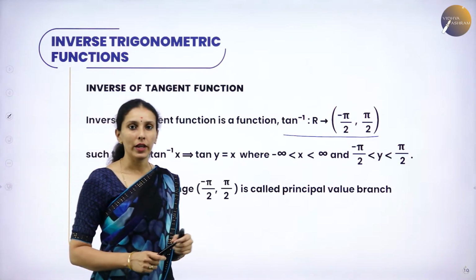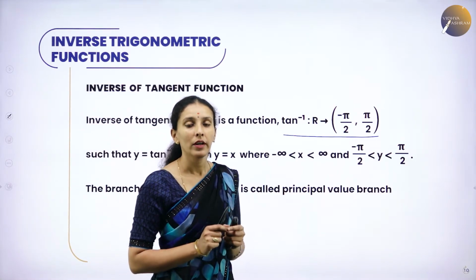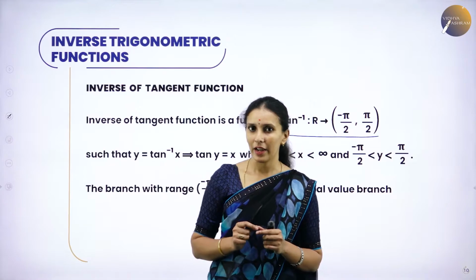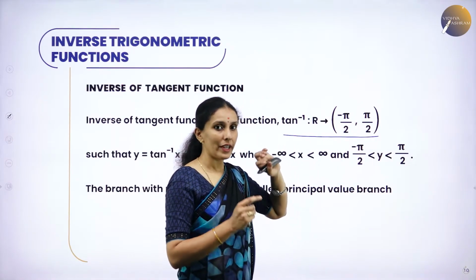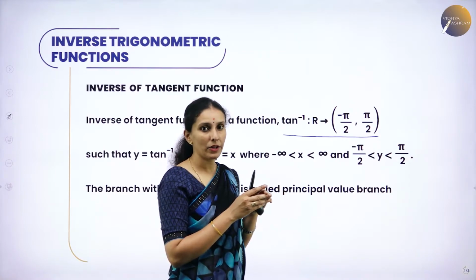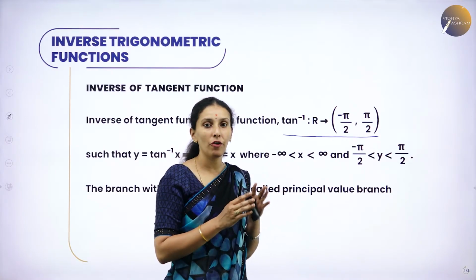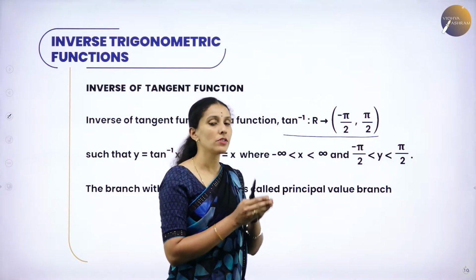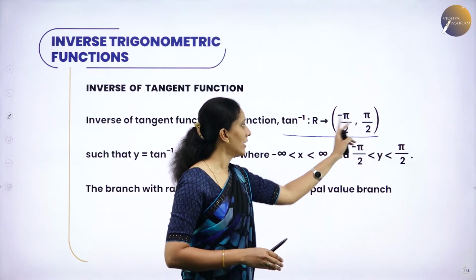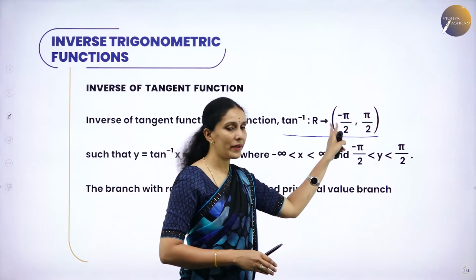Because we know that for pi by 2, the value of tan is infinite, we have taken here an open interval. We cannot include minus pi by 2 to plus pi by 2, because the value of the tan function at pi by 2 and minus pi by 2 is infinite. Therefore, we will write this interval in the form of open intervals.